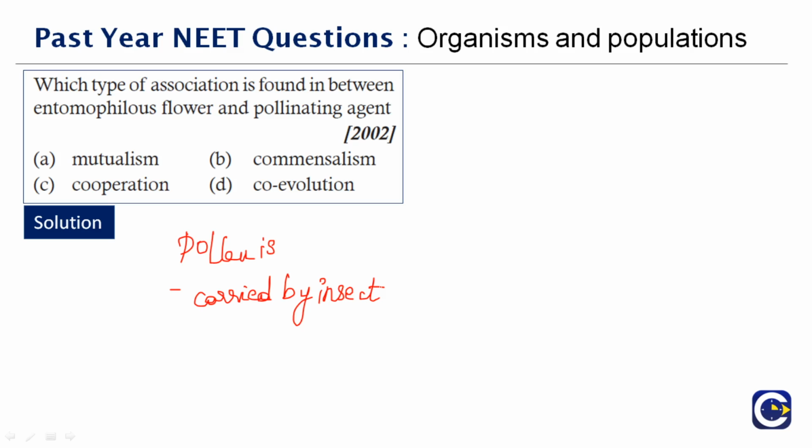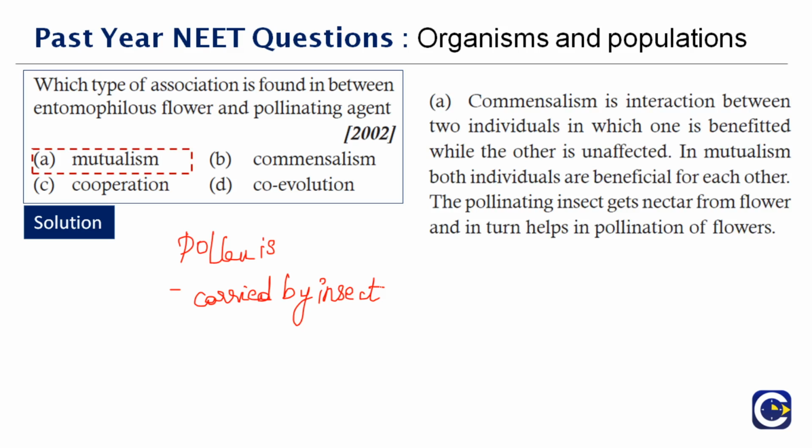So what is the association between them? If you see, it is mutualism. They don't harm each other, but they live in a mutualistic understanding so that they both are benefited. Therefore, the right answer to this question is option A. But here they have mentioned where one is benefited while the other is unaffected. In commensalism, one will be benefited and one will be unaffected. It will not be benefited nor harmed. In mutualism, both will be beneficial.